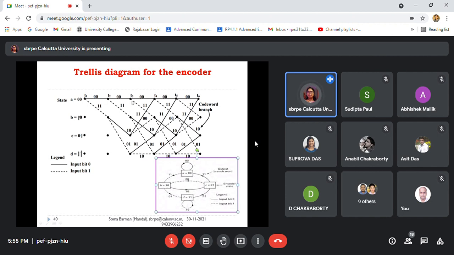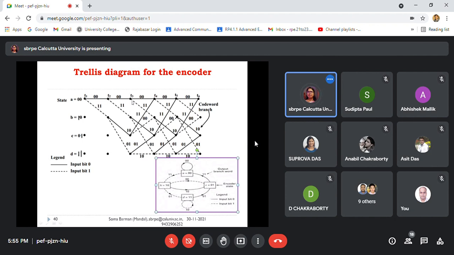As your encoder constraint length is 3, after the third stage, again the path will be merged. But 2 to the power 3 means up to the third stage. So at the third stage, 8 paths will be diverged.